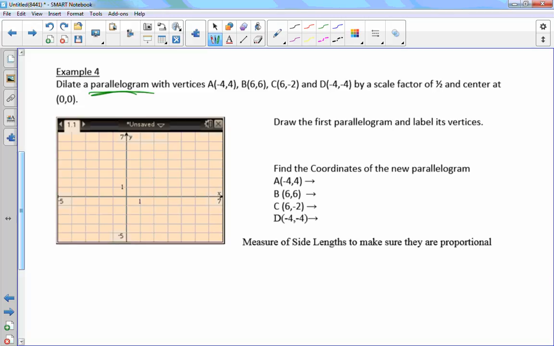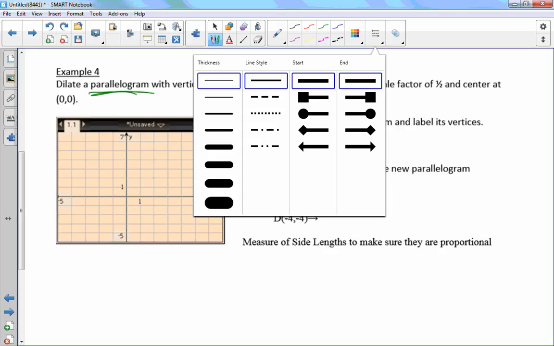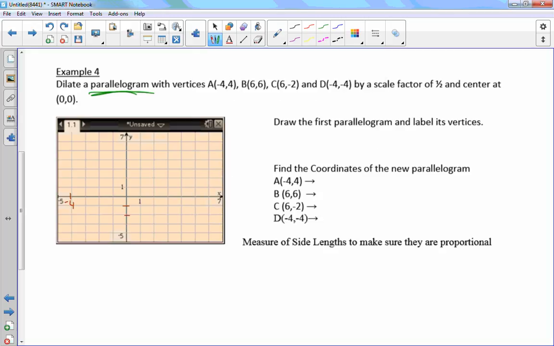So find negative 4, 4, and plot the point. Negative 4, 1, 2, 3, 1, 2, 3, 4. So that is point A. Point B is at 6, 6. 1, 2, 3, 4, 5. There's 6. And 1, 2, 3, 4, 5, 6, 6. That 7 represents the very top of the screen, and the -5 represents the very bottom of the screen.